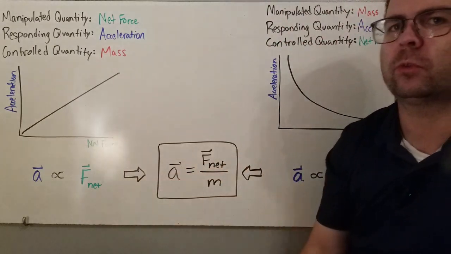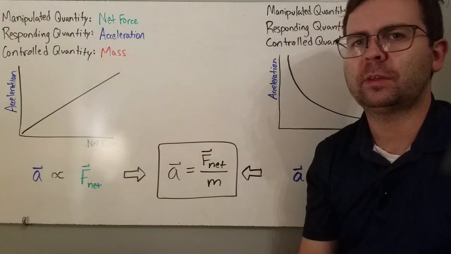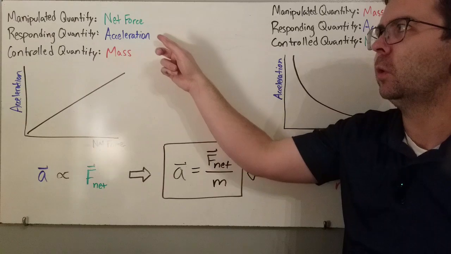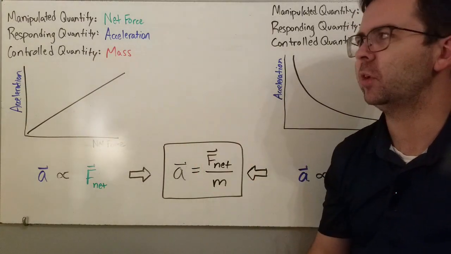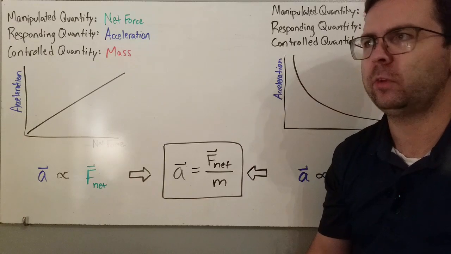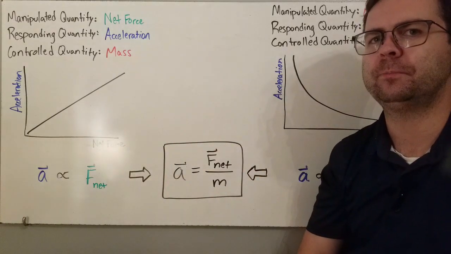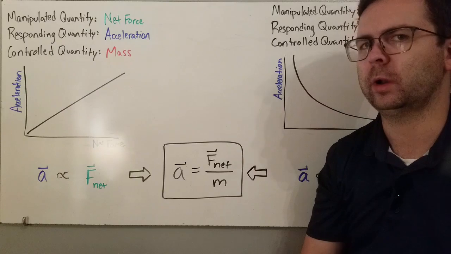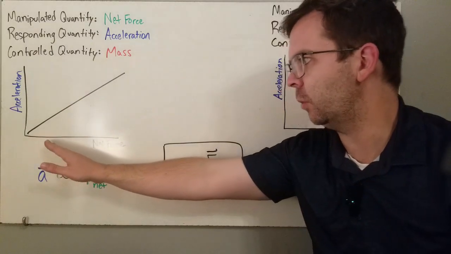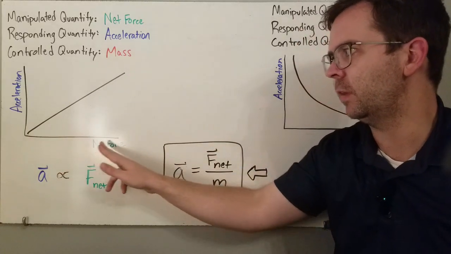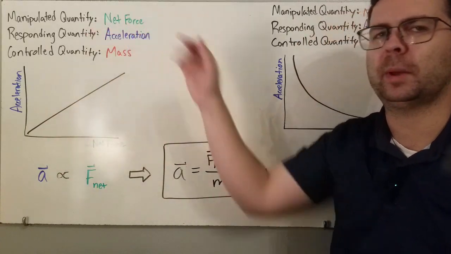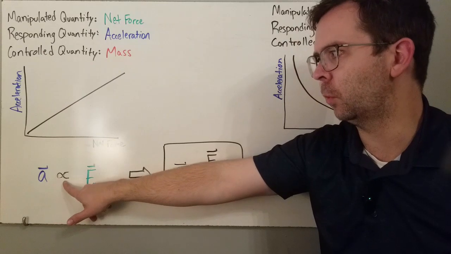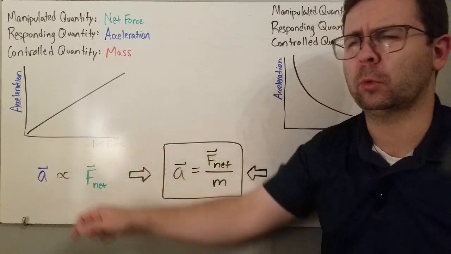Let's start with the net force quantity here. If we're going to be testing out the relationship between net force and acceleration, we're going to manipulate the net force. We push on an object, increasing it and seeing how that affects the object's acceleration. We don't want the mass to affect our acceleration, so we keep that as a controlled quantity. And what we find is as you increase the amount of net force on the x-axis here, the acceleration goes up at a steady rate. It's directly proportional. And so we say here, acceleration is directly proportional to the net force.